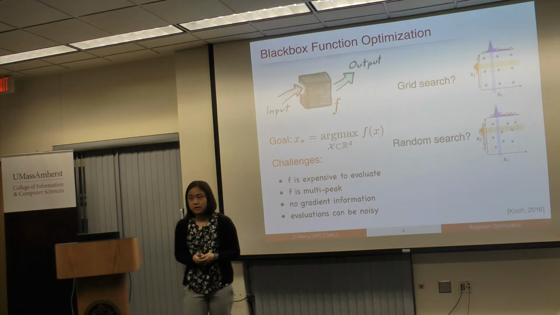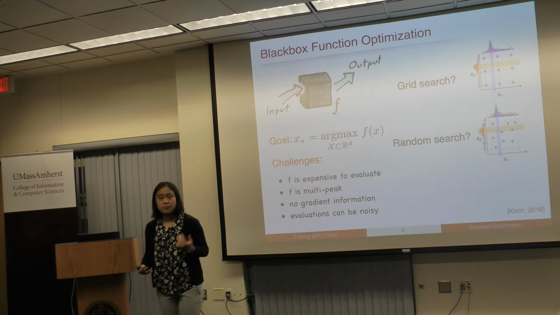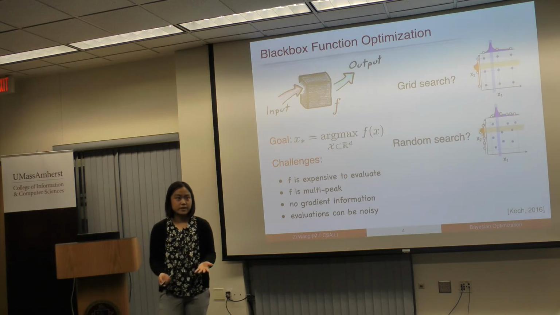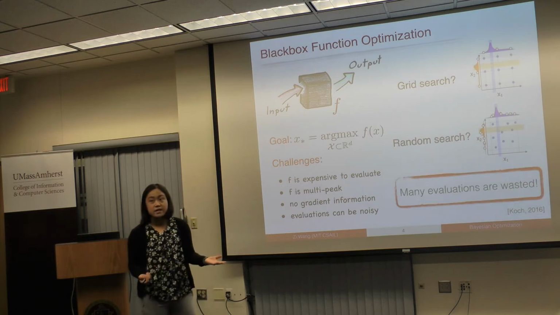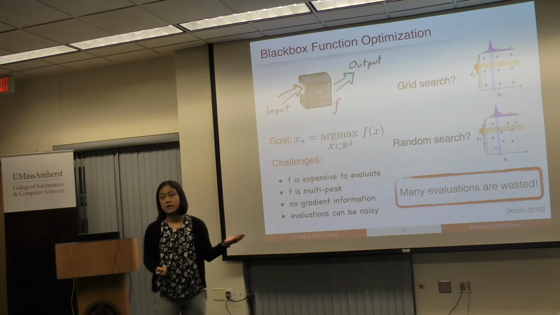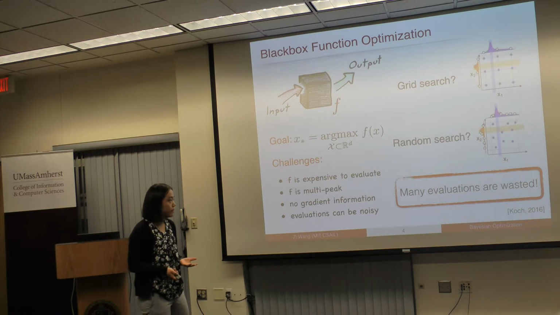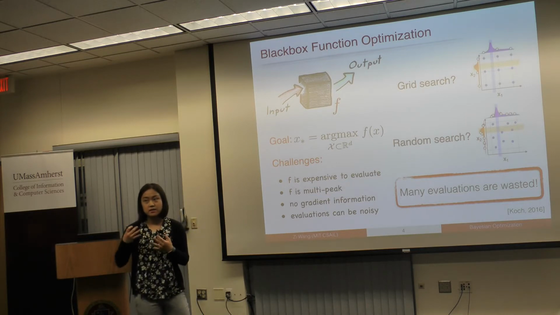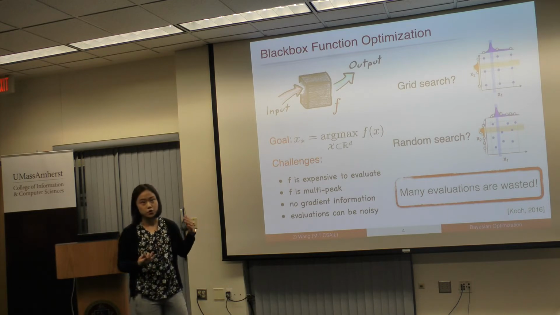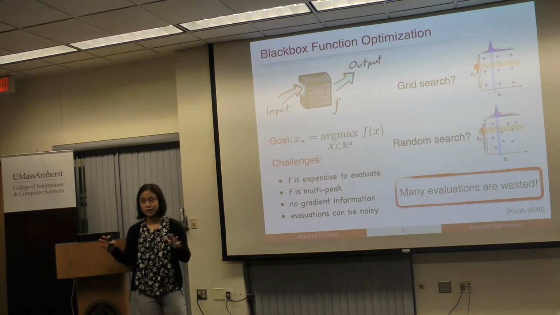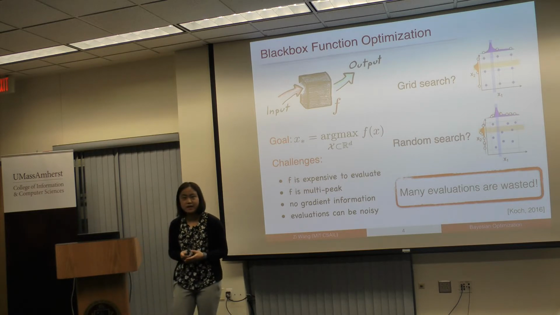If we do this task naively, perhaps we can try a grid search or random search. But that's just not very efficient, because many of the evaluations could be wasted in regions that just don't have very good values. So the question is, how can we decide in an intelligent way where to evaluate this function in order to recover its global optimum? Is this clear? Feel free to interrupt me at any time, okay?